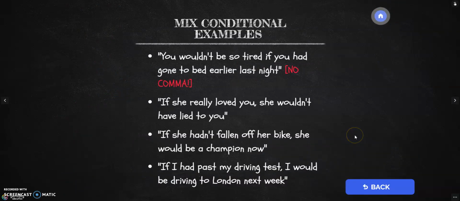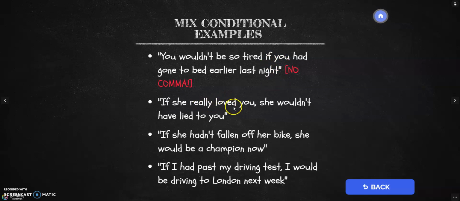All right? You wouldn't be so tired if you had gone to bed earlier last night. No estarías tan cansado, ahora en el presente, si te hubieras ido más temprano a la cama anoche. En este caso no utilizo coma. In this case, I'm not using a comma because I'm inverting the order. I'm placing the conditional clause at the end.